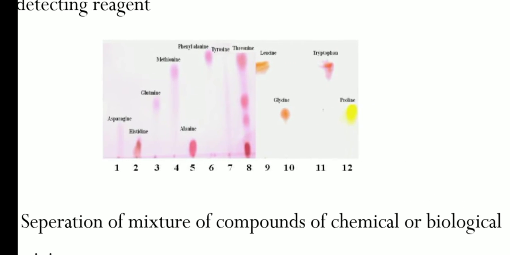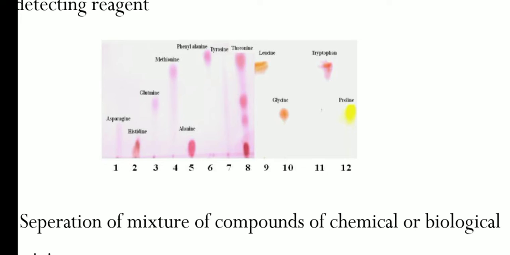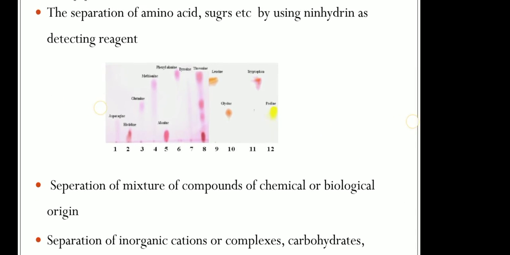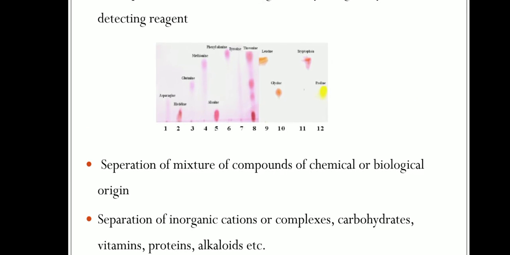So based upon the RF value we can analyze the sample. Whether the given sample is valine, leucine, or isoleucine can be analyzed by using these detecting agents. That is based upon the RF value. For each sample, the RF value differs. Usually the standard RF value will be between 0.3 to 0.8. So by measuring this RF value, we can identify the sample.